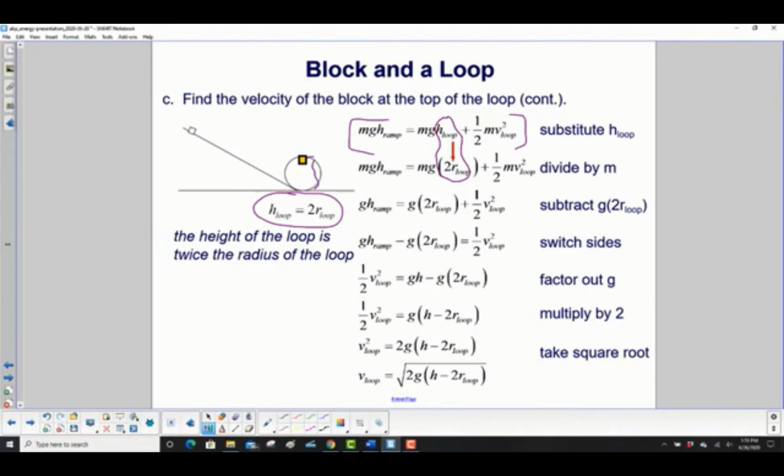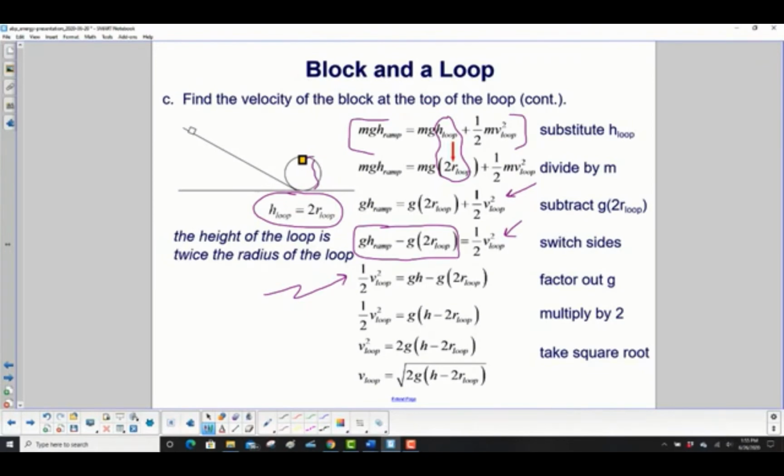Now, what do you notice about the equation? It has m's in every single expression there, so we cancel out the m's, and we have this. Now, we're going to subtract g times 2r loop from both sides, so we get everybody with g on the same side here. Now, we're trying to solve for velocity, so we're going to switch sides. So we have 1/2 velocity squared loop is equal to gh minus g times 2 times r loop.